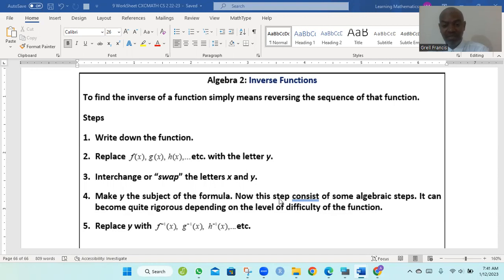And this step consists of algebraic steps, canceling out, transferring from one side to the other. It's all about canceling out from one side so that you can get y by itself. And it can become quite rigorous depending on the level of difficulty of the function. So please write this down.